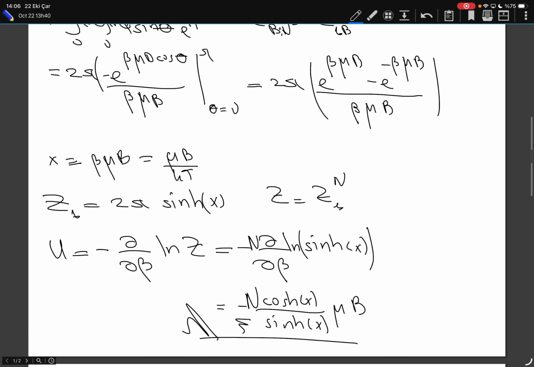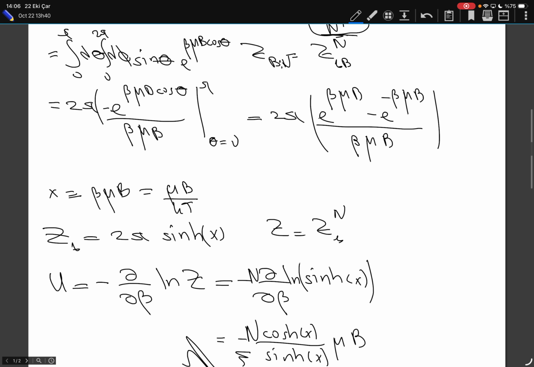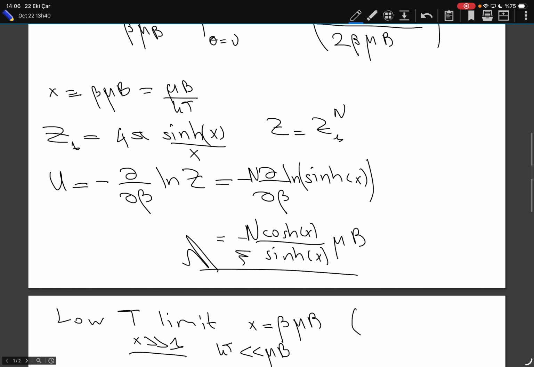Now let's look at over here, u, the z. Z is not 2 pi sine hyperbolic x. Z is 2 pi sine hyperbolic x over x. Let me divide by 2, multiply by 2, 4 pi sine hyperbolic x over x. This is my z. U is minus the derivative of the logarithm of z, so this is logarithm of sine hyperbolic x over x.